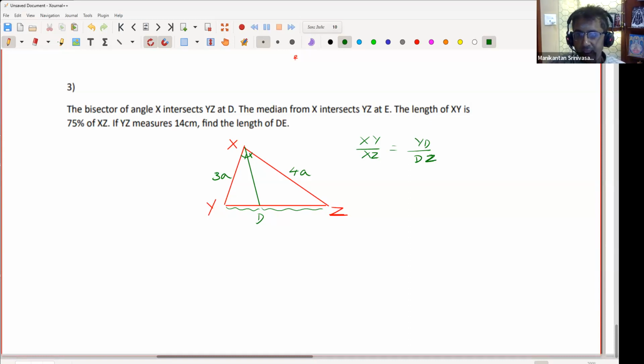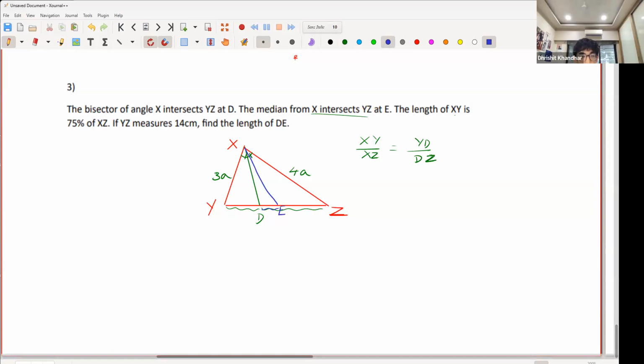Now I say the median from X intersects YZ at E. So there's one more line, which is the median, which divides into equal parts. So that meets it at E. Now the measurement of DE. That's all we want, right?